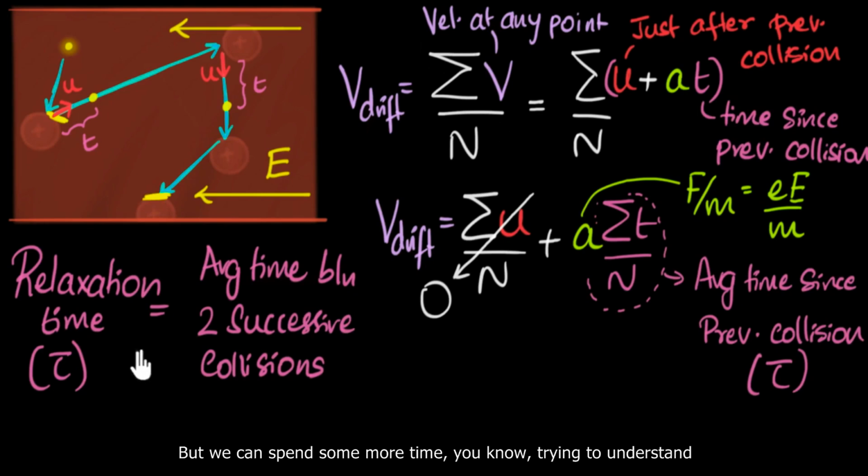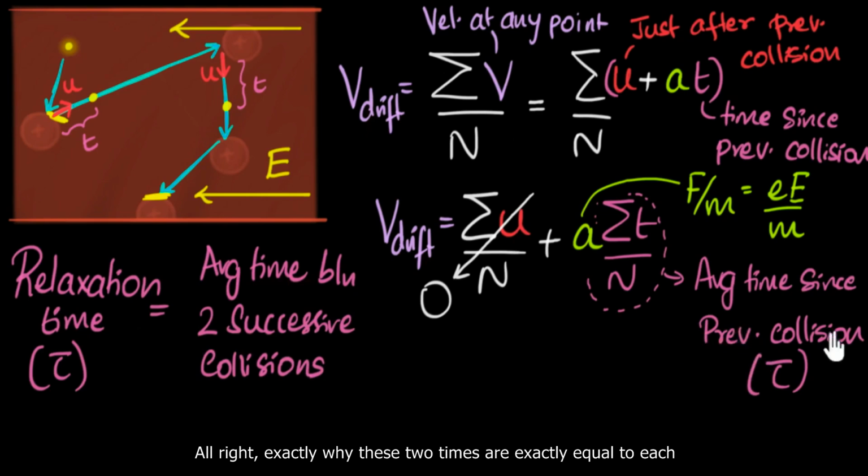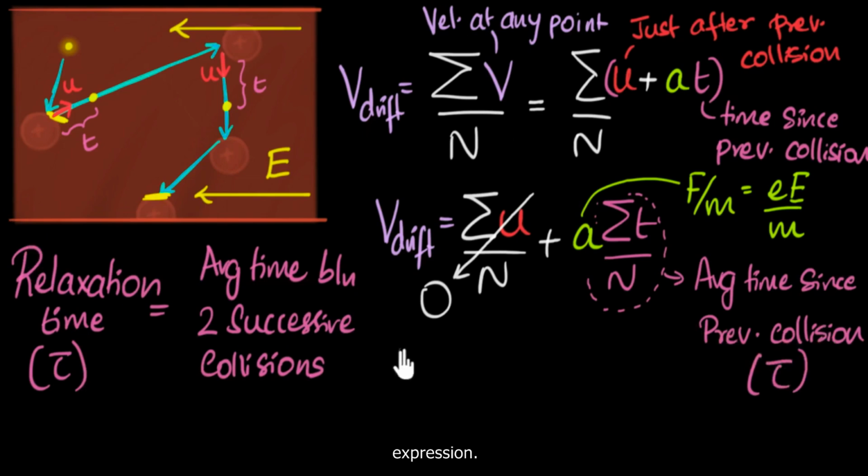But we can spend some more time trying to understand why this is true in a future video. Exactly why these two times are exactly equal to each other and what it means, in a separate video altogether. But as of now, just accept that this value will also turn out to be the same as tau. And if that is true, we now have found our drift velocity expression.